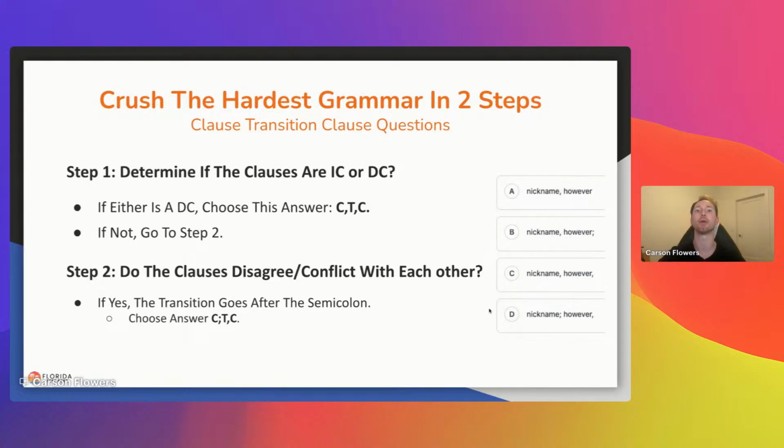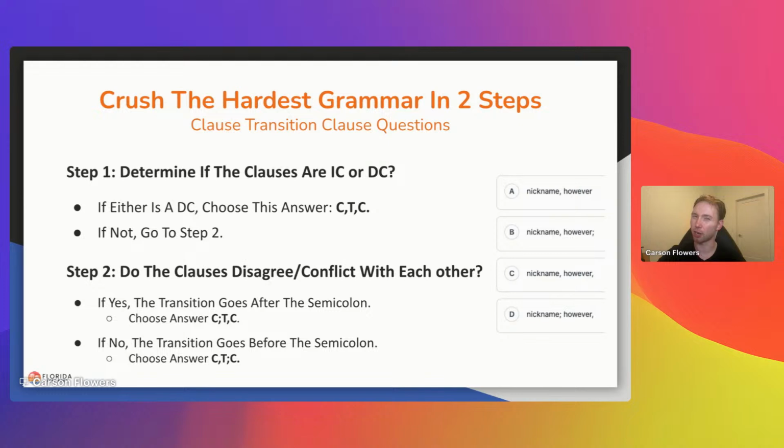In that case, that would be answer choice D. And that's because whichever clause has the transition, that tells the reader that it disagrees with the clause before it, because it's a disagreeing transition. However is a disagreeing transition, so whichever clause has it disagrees with the one directly before it. But if they agree, then we know that neither of the clauses before and after the however disagree with each other, so it must go with the first one.